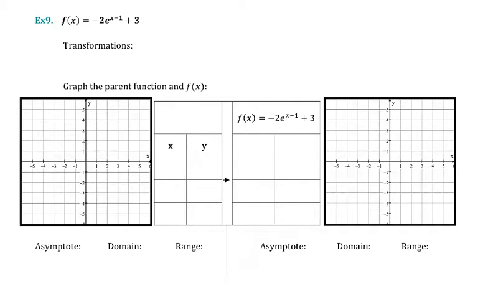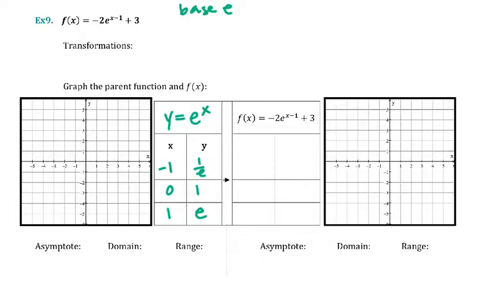So here we have an exponential. It's base e. And we've got lots of values applied to it that are going to create transformations. So let's just think about what our parent function would look like. That would be y equals e to the x. And my parent ordered pairs, I would have -1, 1 over e, 0, 1, and 1, e.